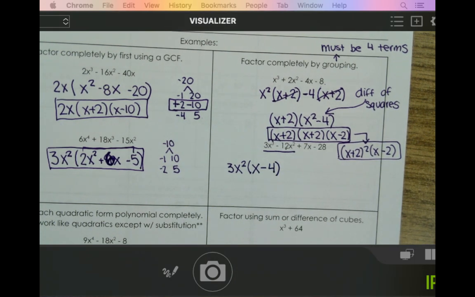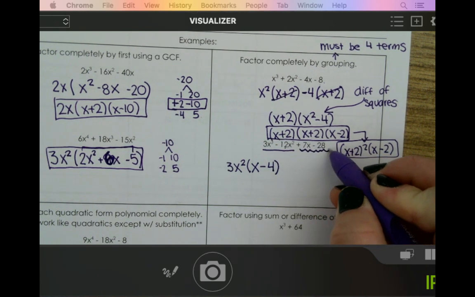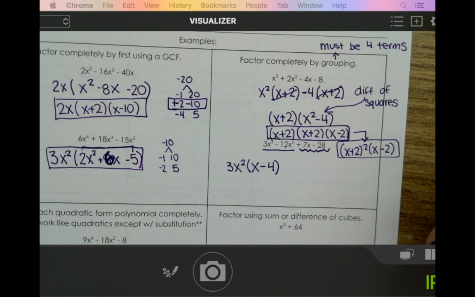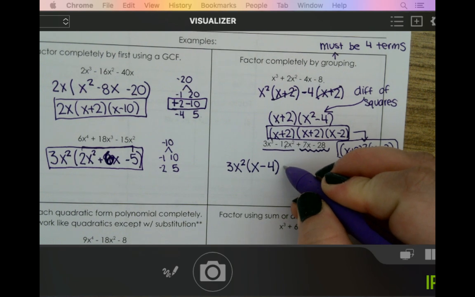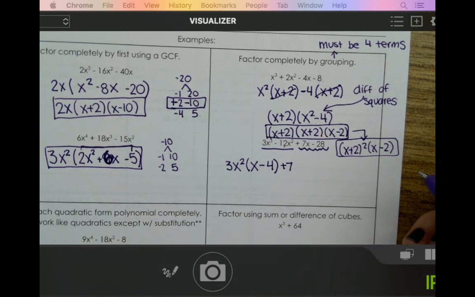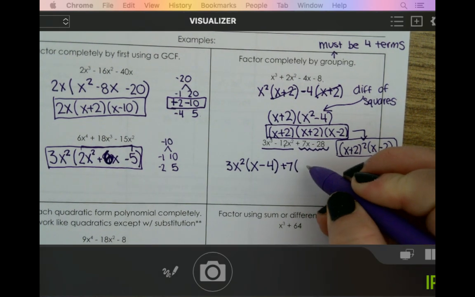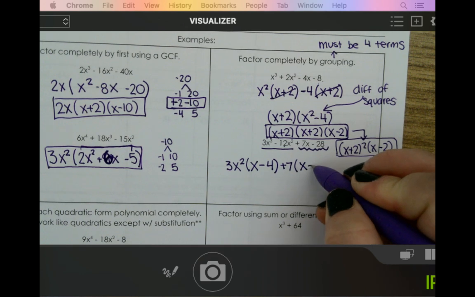And then we're going to do the same thing with the 7x minus 28. This one's a little bit easier because the only numbers that go into 7 are 7, and that does go into 28. So I'm going to put a 7 outside. 7 divided by 7 is 1, x. Negative 28 divided by 7 is negative 4.